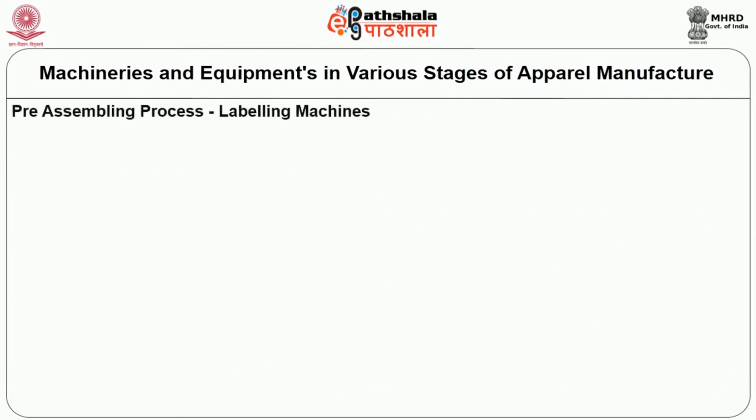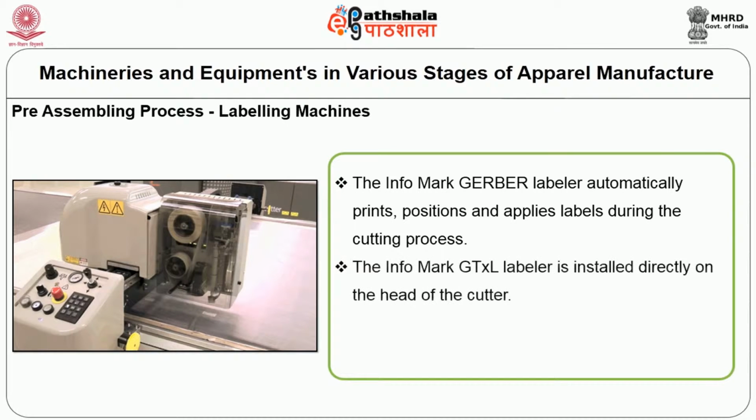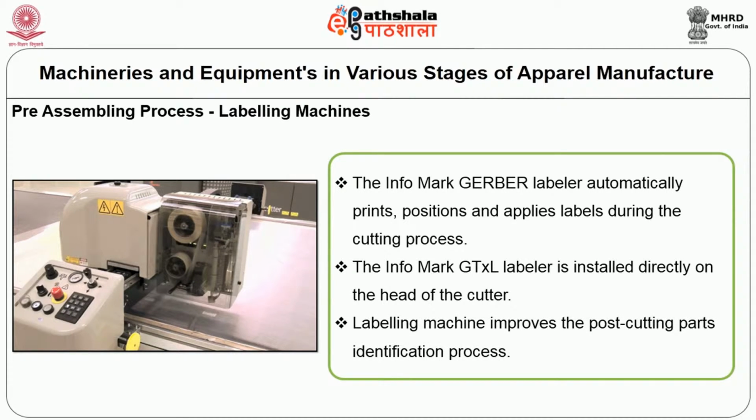Next one is the labeling machine. The Infomark Gerber labeler is an example of an automatic labeling machine. This automatically prints, positions, and applies the labels during the cutting process. The Infomark GTXL labeler is installed directly onto the head of the cutter. The labeling machine improves the post-cutting parts identification process. So that's an example of a labeling machine. So that's all about the pre-assembling processes.